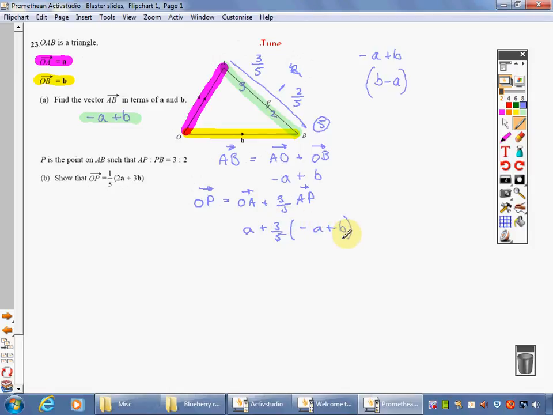That's actually correct in terms of a vector from O to P. I've got to show it's like this though. That was the question. It was show that. So I need to do some simplification. I'm just going to expand out that bracket. That's done. I'm now going to do some simplifying.